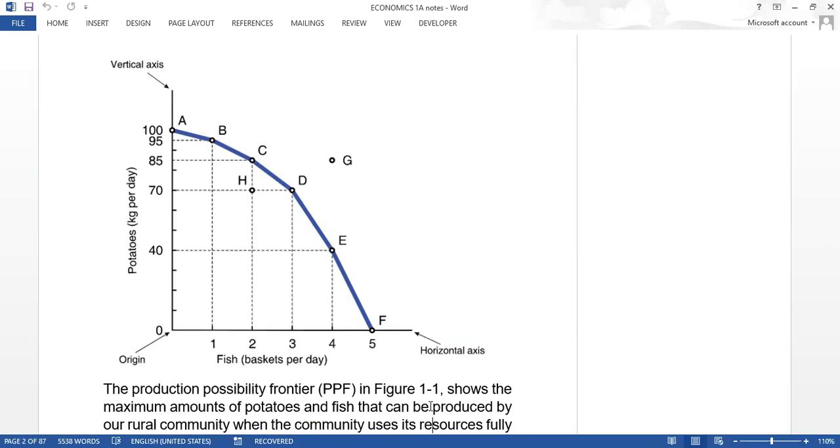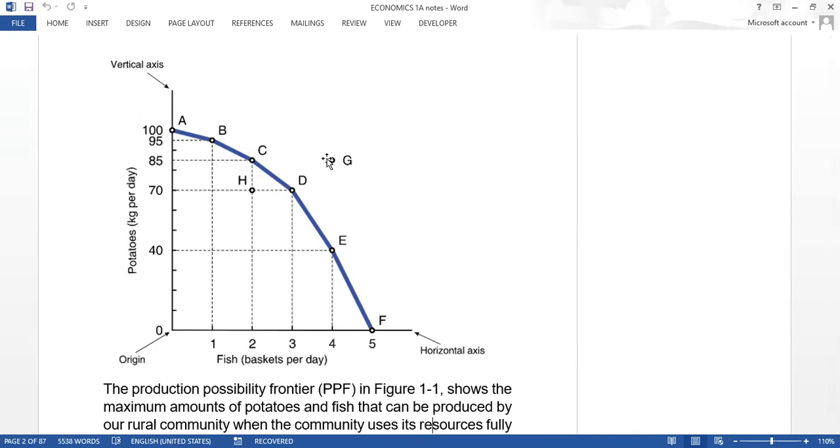So if you look at the production possibility frontier, I talked about point G, where you would want to be producing maybe 85 kgs of potatoes and 4 baskets of fish. That particular level of production is not attainable, because the resources are scarce in such a way that we cannot afford to produce a simultaneous level of 85 kgs of potatoes and 4 baskets of fish at the same time because of the scarcity of resources. And you'd also see that it highlights the concept of what you refer to as opportunity costs.